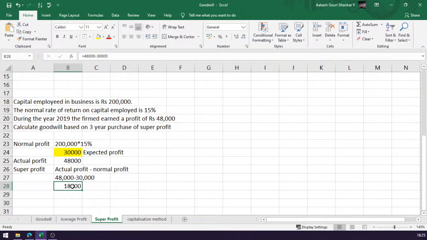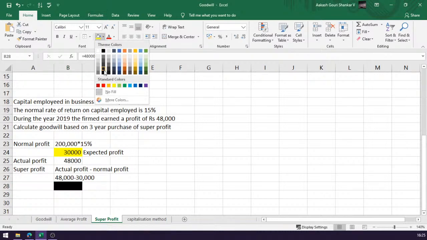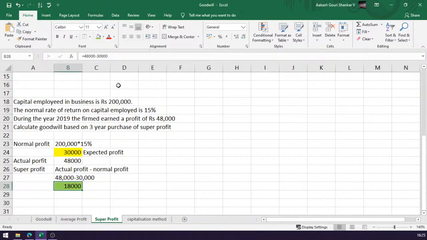So what we expect in the normal return, if we do a business in a normal way, the return would be 30,000. If we do a business in an innovative and extraordinary way, we have earned a profit of 48,000 rupees. So our super profit, that is profit which is more than our expected profit, is rupees 18,000. So the goodwill is calculated based on the super profit. So what is the super profit? The super profit is rupees 18,000.